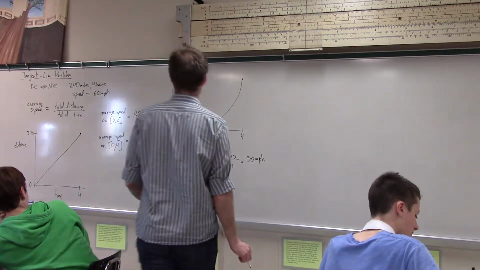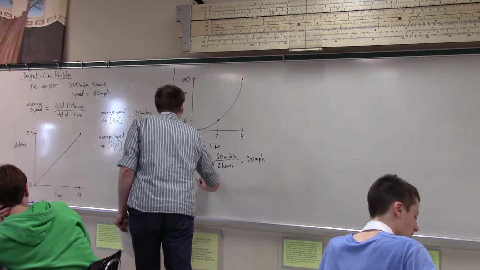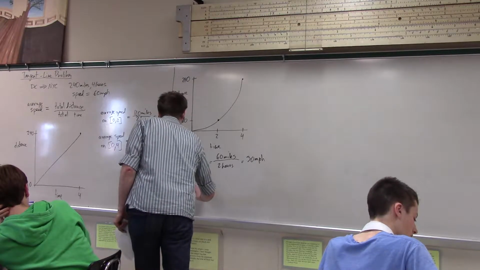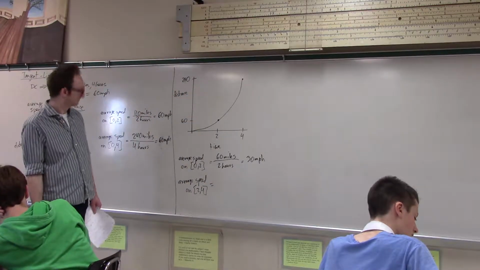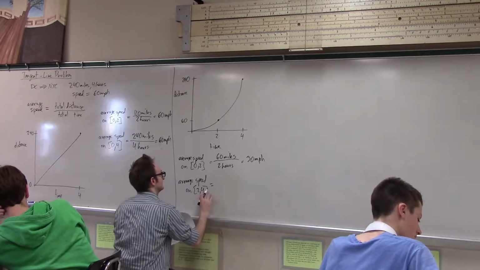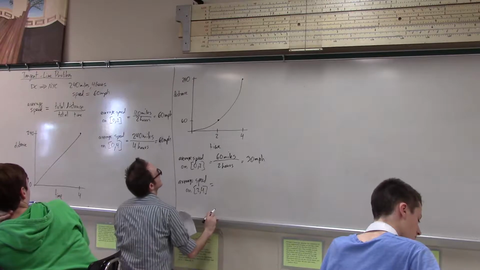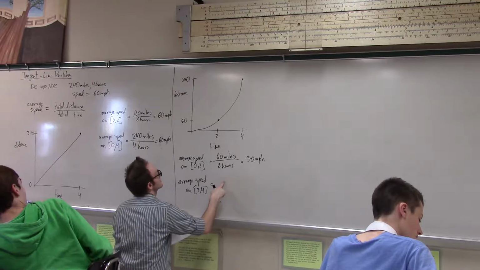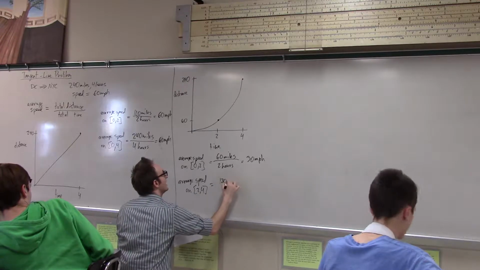Okay, but Magna, the story gets better. What is the average speed on the interval 2-4? 90 miles per hour. Explain. How much distance did I cover on the second half of the trip? 180 miles.